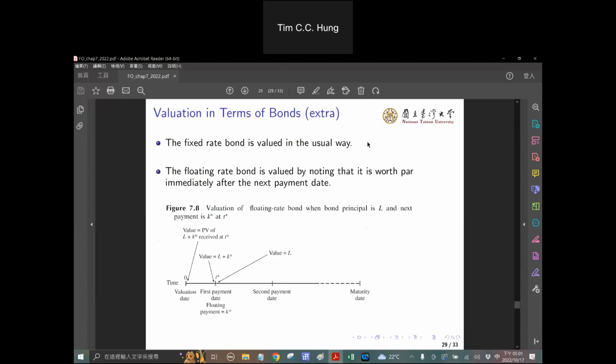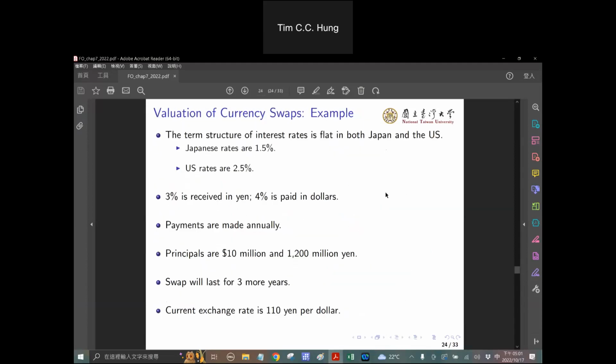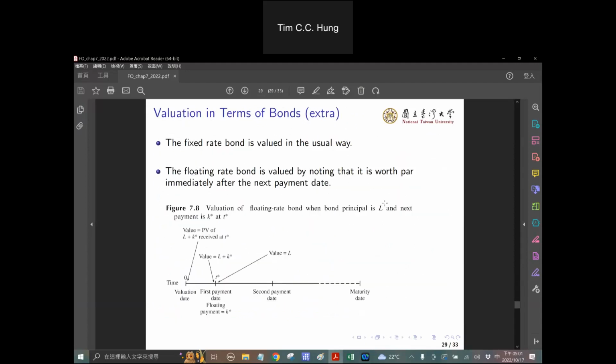Let's talk about valuation in terms of bonds first. This is not so obvious compared to what we learned in valuation of currency swaps. The problem is that valuation of a floating bond is not so obvious. Suppose we're standing at the time point where the floating bond has just exactly paid the previous coupon payment. Then what is the floating bond worth? The floating bond should always be worth its par value, right?